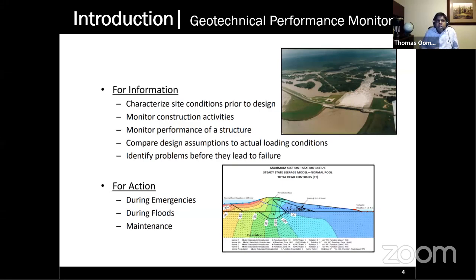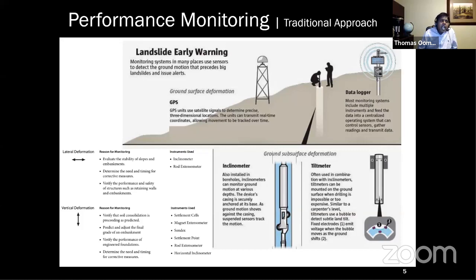emergencies. Now, how is it traditionally done? Traditionally, we have instruments that have been developed that are placed in ground for in-situ measurements. When it comes to lateral deformation, we have inclinometers, extensometers, tilt meters. I'm sure most of you are familiar with this and have used some of these instruments. When it comes to vertical deformation, we have settlement cells, extensometer, settle point, and all of this, which I don't want to go into detail. There are also units like the GPS that can be used, and we have data loggers that kind of centralize the data collection and provide us that information.